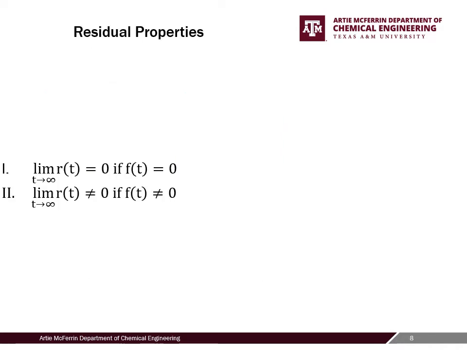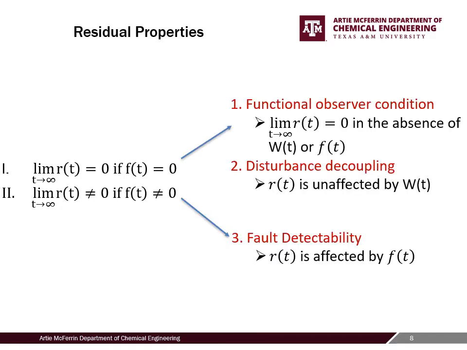The residual has two main properties. One is that it should asymptotically decay to zero in the absence of faults, and two, it should converge to a non-zero value in the presence of faults. These two properties can be broken down into three other conditions that would guide us in designing the residual generator.